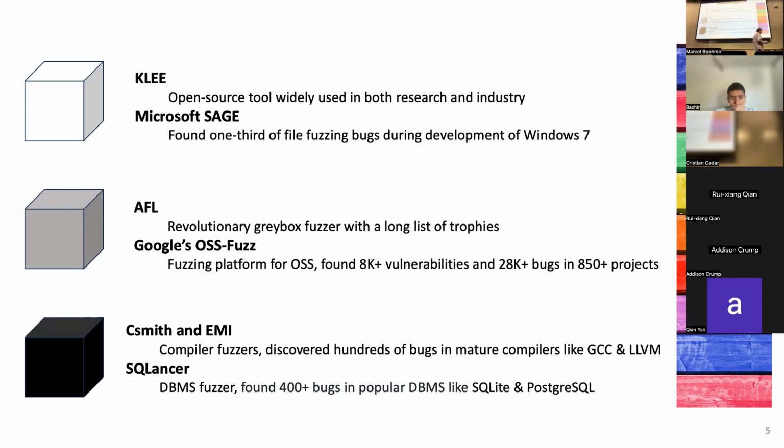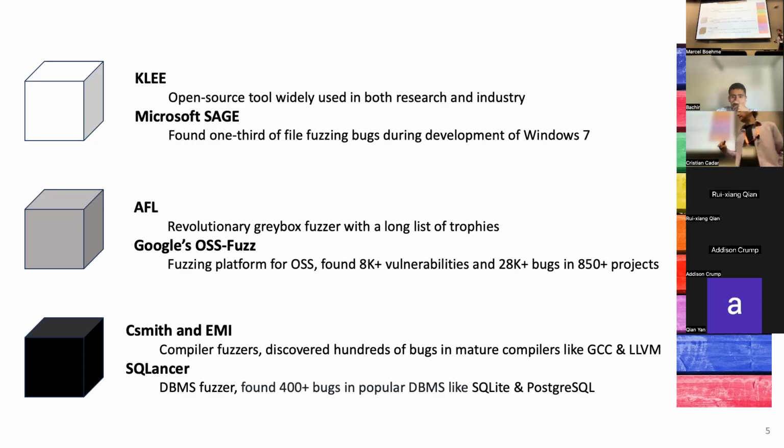Blackbox fuzzing has been extremely successful as well in particular, influential domains. I'm mentioning here two of them. In terms of compiler fuzzing, we have fuzzers like CSmith and EMI. They discovered hundreds of bugs in mature compilers like GCC and Clang. And as another example, SQLancer, which is a fuzzer for database management systems. Again, it has found hundreds of bugs in popular database management systems like SQLite and PostgreSQL.